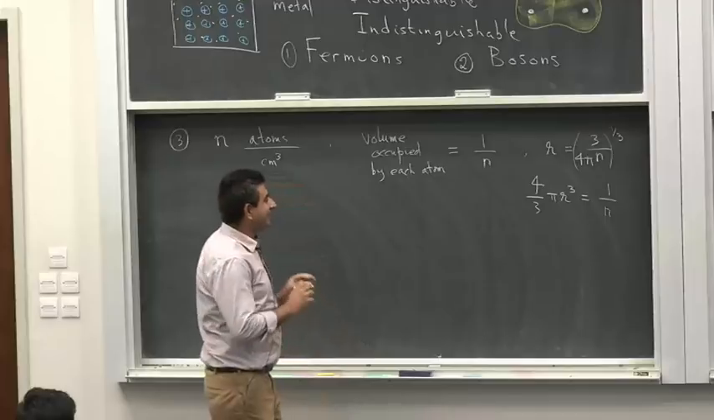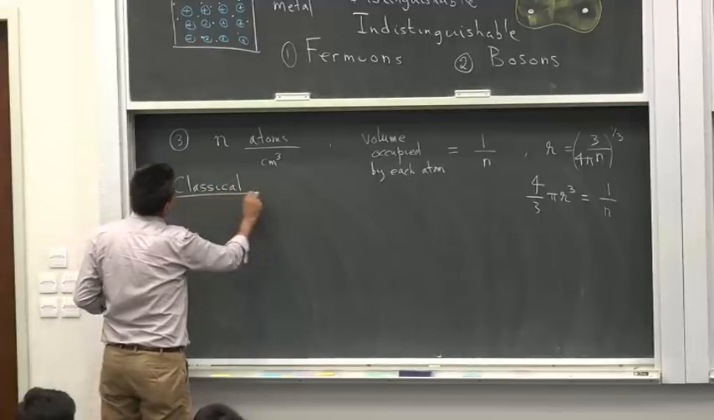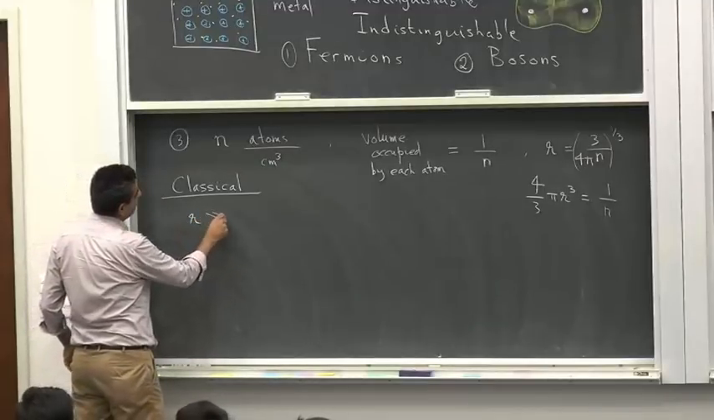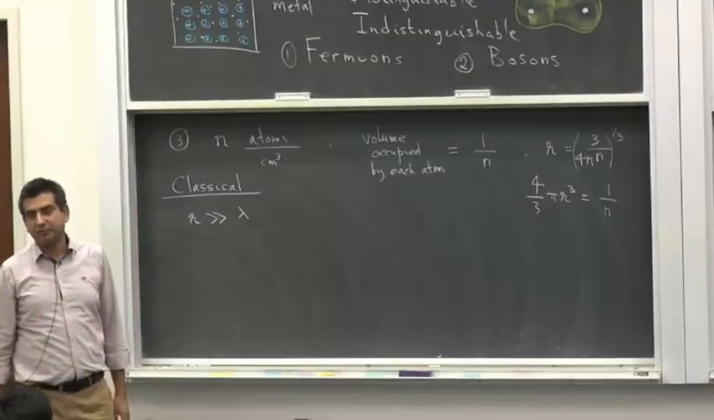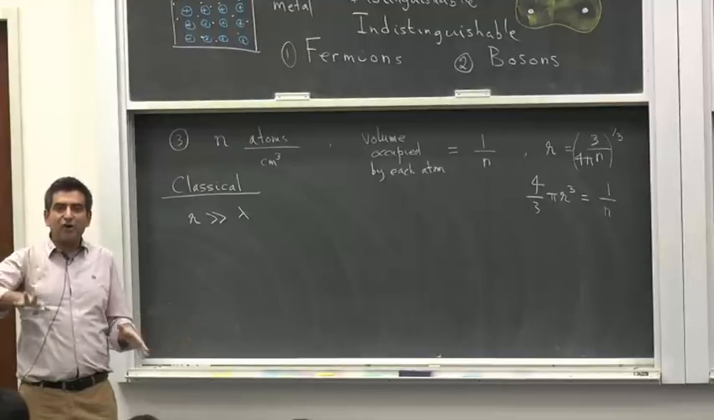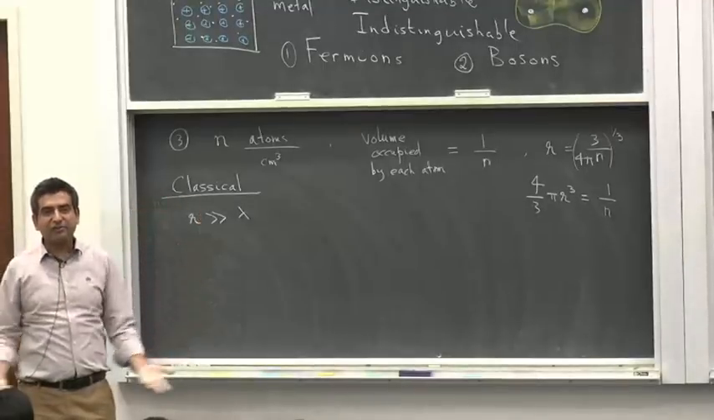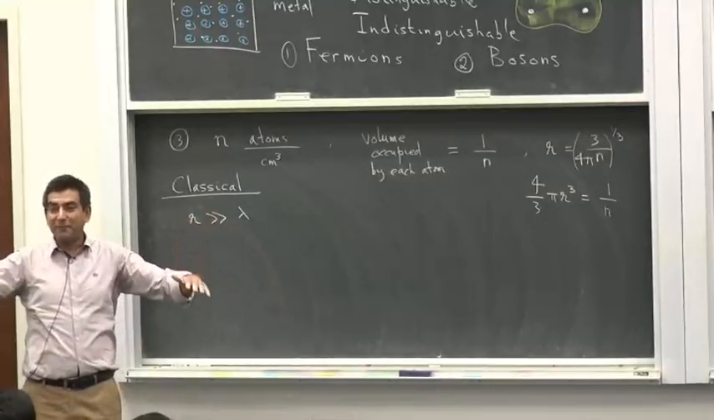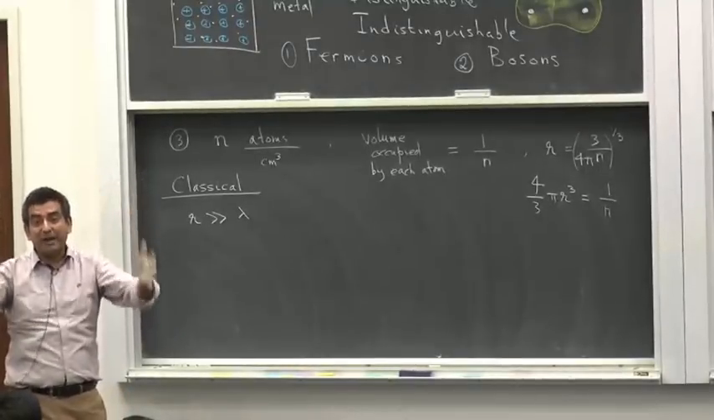Now I have two regimes. The classical regime is one in which I have a classical gas, nothing interesting happens, and no quantum mechanics is needed. This means that R is much larger than the wavelength, and I have non-overlapping wave packets, a gas of non-interacting particles, just like a gas of argon, oxygen molecules, hydrogen, or the nitrogen in this room. I have a classical gas of rubidium atoms. Nothing interesting. But what I would like is for these wave functions to overlap so that I have one giant wave function.